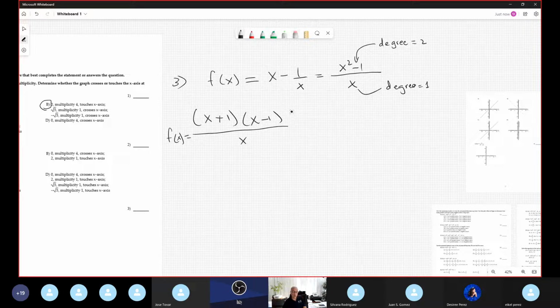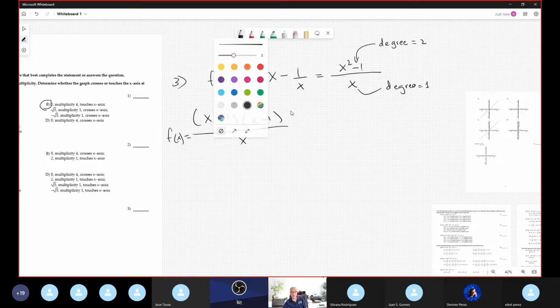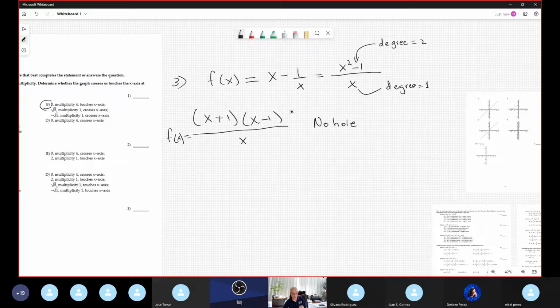And the factored form is important because the factor that is the same in the top and the bottom, we can cancel out. But unfortunately or fortunately, I don't know, we have no common factor to cancel out. Because it's x plus 1, x minus 1, and x alone. So no hole. The conclusion is no hole.